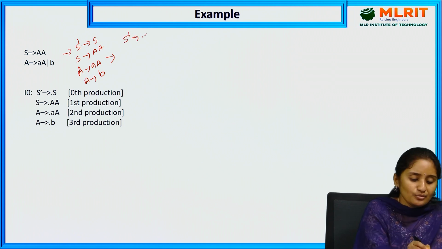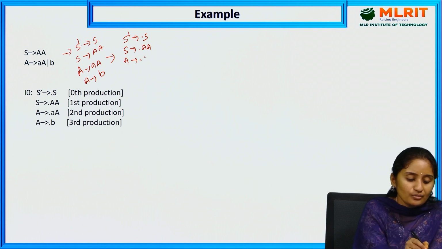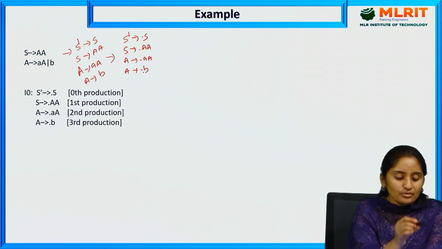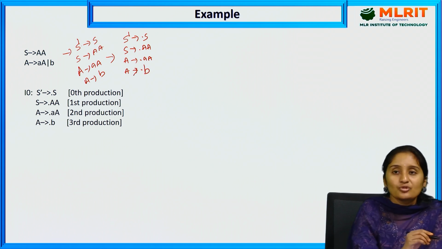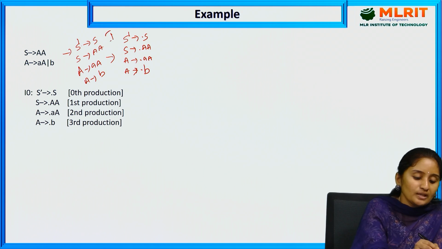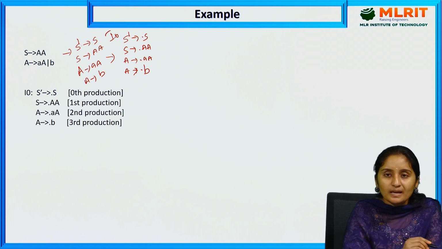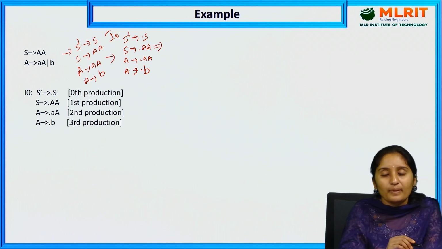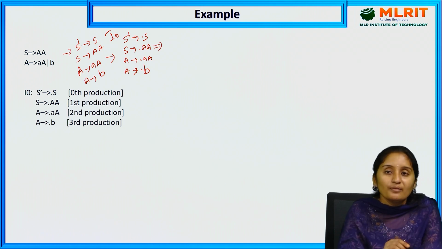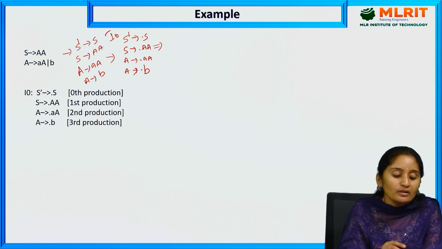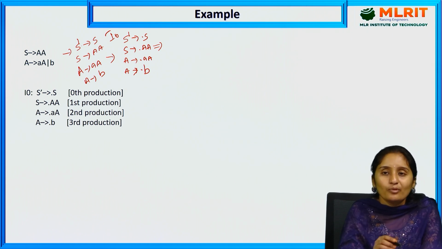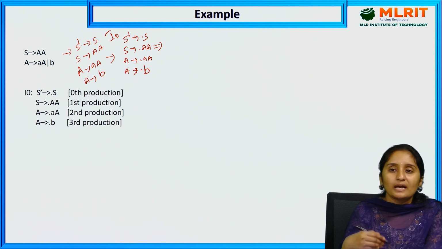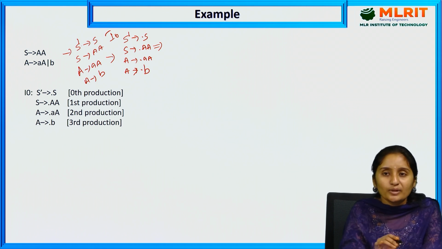S' tends to dot S, S tends to dot AA, A tends to dot aA, A tends to dot B. So what type of state is it? It is the I0 state. Now what are we going to do? We are going to apply the canonical list of items, that is, we are going to apply the goto function on each state until we don't get a new state.